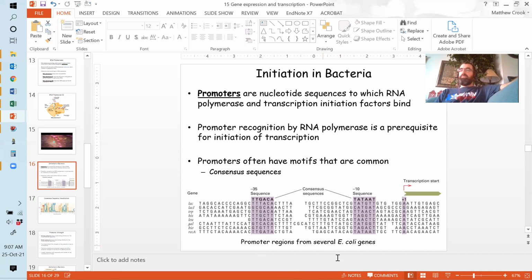Obviously, there's differences between them here. These aren't missing bits of DNA. These are simply gaps introduced to make that alignment work, so that all those bases line up properly.